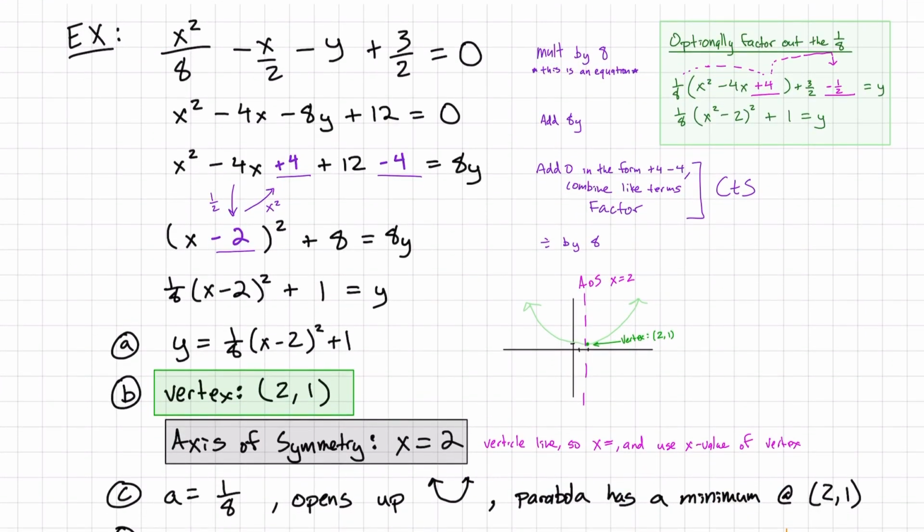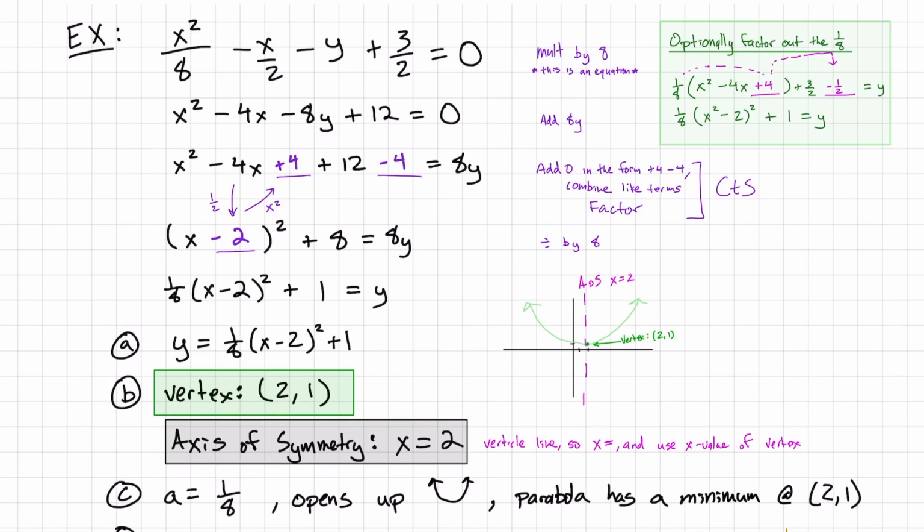So let's take a look at this example. We have x squared over 8 minus x over 2 minus y plus 3 halves equals 0. First, from last lecture, you should recognize that this is a conic. We only have one squared term, and since we only have one square, it's a dead giveaway that this is a parabola. So let's convert this into standard form by completing the square.